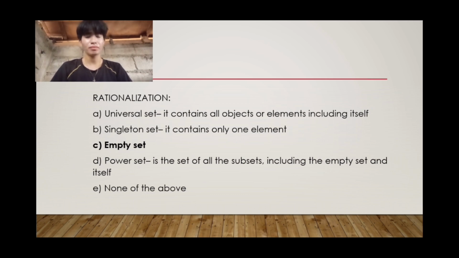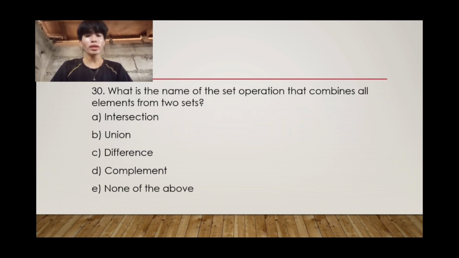Next number. What is the name of the set operation that combines all elements from two sets? A. Intersection. B. Union. C. Difference. D. Complement. Or letter E. None of the above. So our answer for this number is letter B, union, since it combines all elements from the two sets.